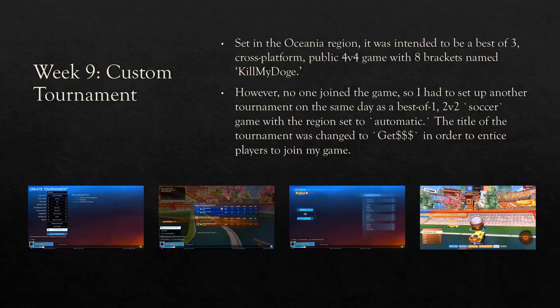However, no one joined the game, so I had to set up another tournament on the same day as a best of one, 2v2 soccer game with the region set automatic. The title of the tournament was changed to get $$ in order to entice players to join my game. This would narrow down the scope of the game, but only 2 teams out of 8 were available with 4 players in the game in total. I could only spectate as there could only be an even number of players and there was only one match due to limited players. The blue team won the game with 4 points while the orange team forfeited with 0 points with the statistics recorded.